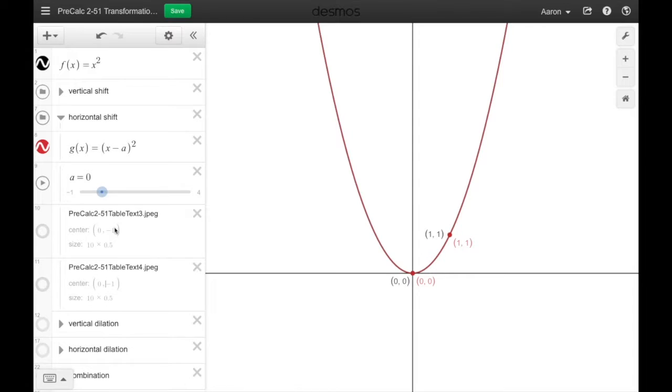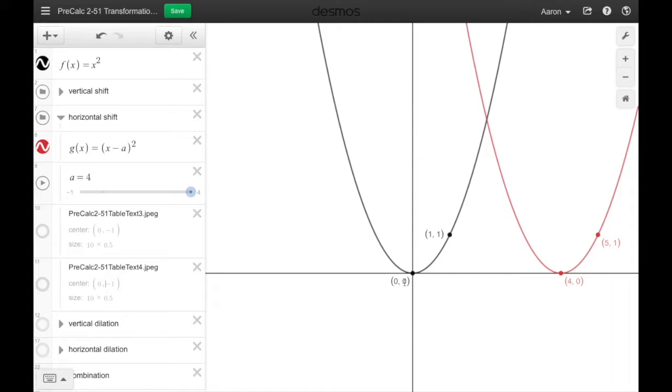Okay, so here's line 3 on the table. The parent function is still something squared, so we can still call this the parent function. However, the number is in a different spot. It's x minus 4 units. So if we slide this a value up to 4 units, we can see that the whole parabola has just been shifted to the right 4 units.